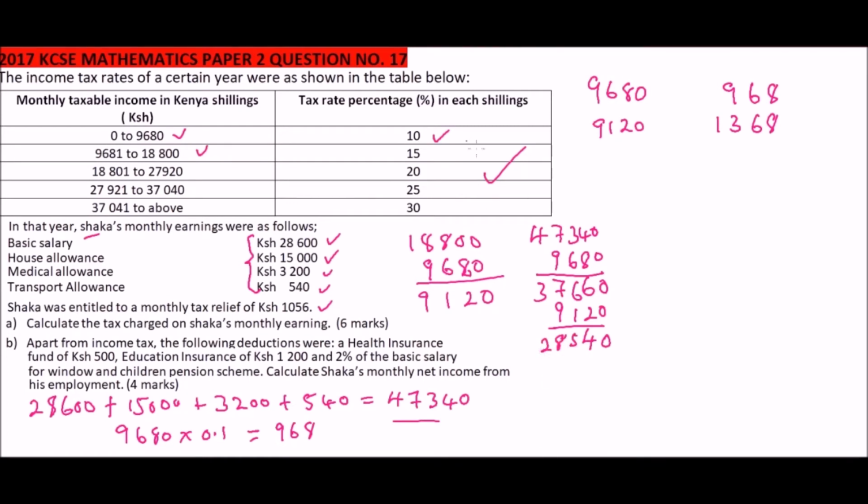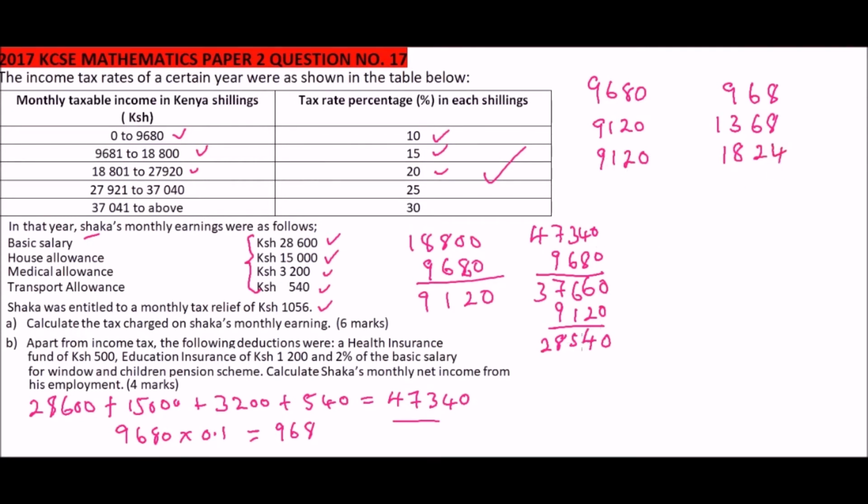The third bracket, we have dealt with the second. The third bracket is charged at 20%. When you subtract 18,800 from 27,920, you get 9,120. So the other bracket is 9,120. If you get 20% of 9,120, you get 1,824. So that is the tax.